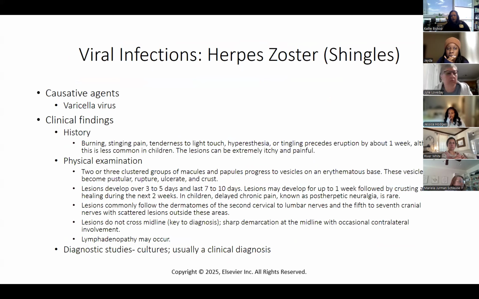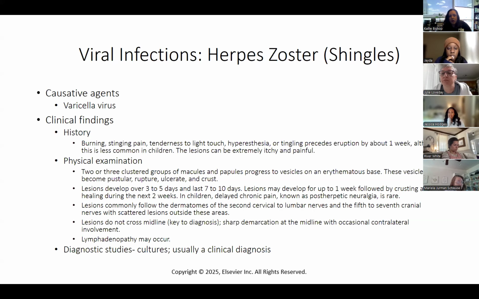Okay, herpes zoster, shingles. I am going to go through this quick because we don't see this very often at all, but you just do need to be aware of this. The biggest thing is that it is varicella virus, which is why we don't see a lot of this anymore because we vaccinate against it. However, we all know the vaccine situation right now, so we will probably start seeing a little bit more of this.